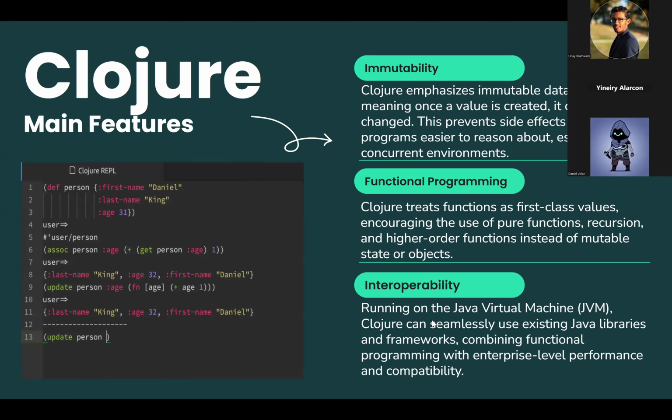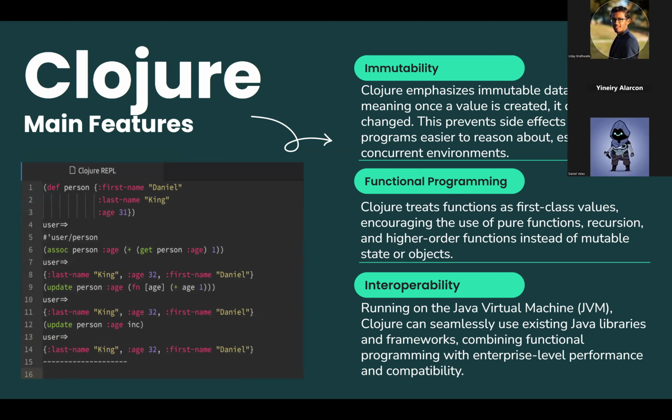Furthermore, there are also the main features that are involved in Clojure that make it an important language to know about, including its immutability, as Clojure definitely emphasizes these sort of data structures, meaning that once a value is created, it can't actually be changed, which prevents some of the side effects that you would see in other programming languages that allow for these values to be changed.